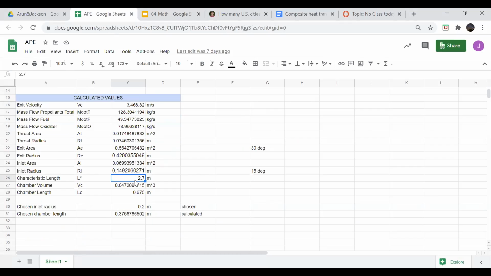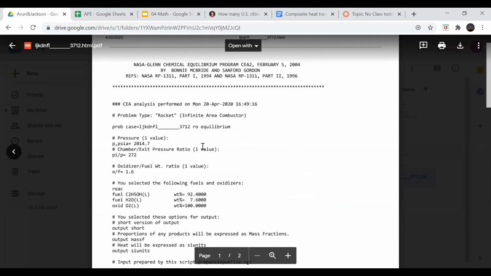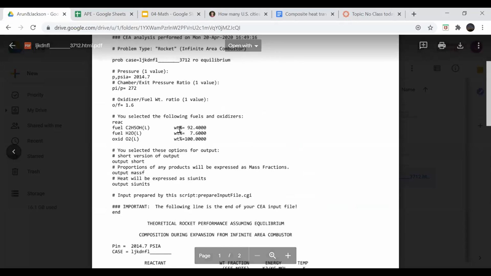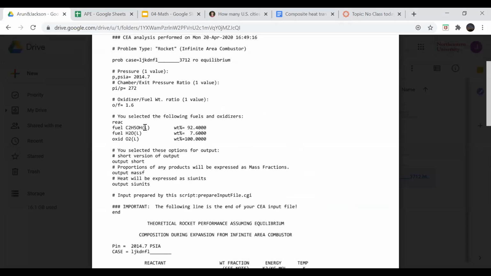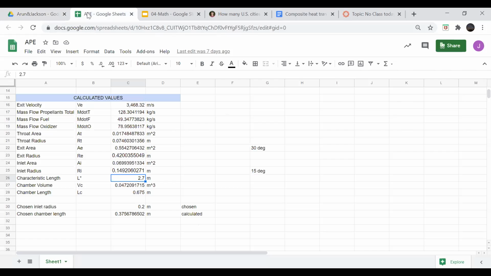For this example engine that me and Jackson did, we used really weird propellants, and so you can see it's closer to 3 meters. Ethanol burns very slowly. I also realized looking at this CEA, we did the weight percents so that our fuel is a mixture of ethanol and water in the same ratio as Everclear, because we were just beaming. And yeah, it's very slow at combusting. We found out.